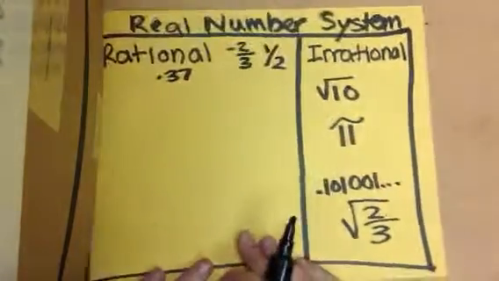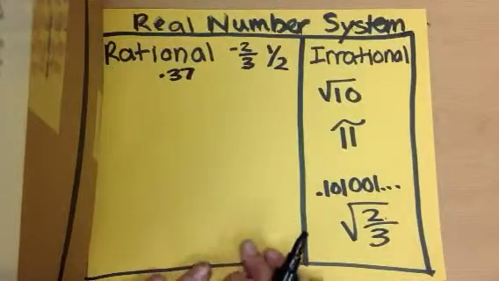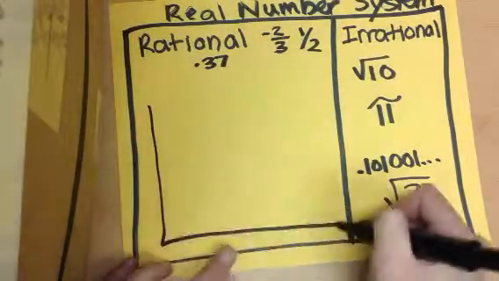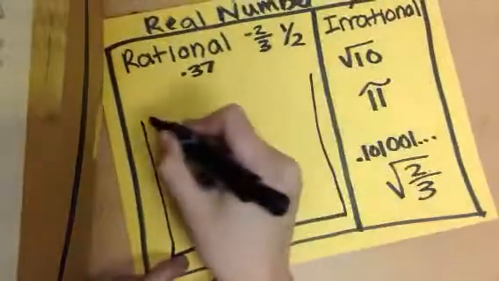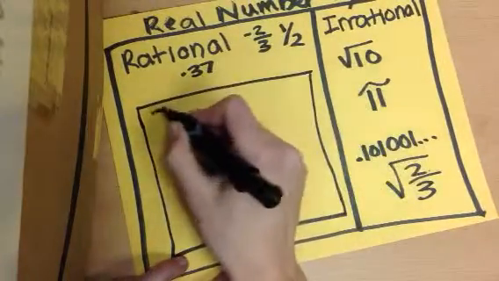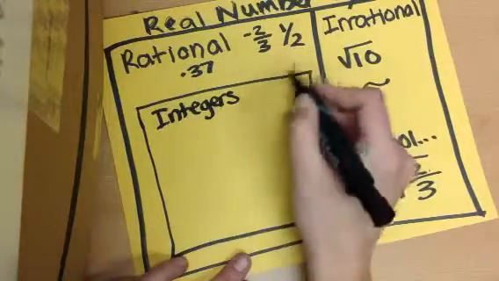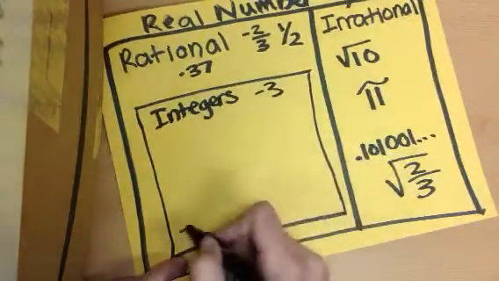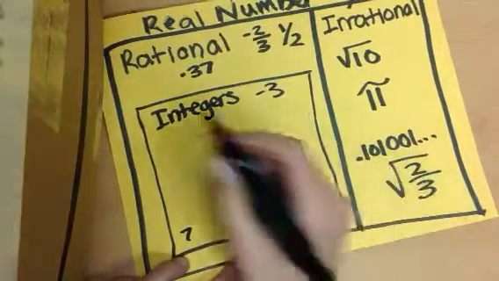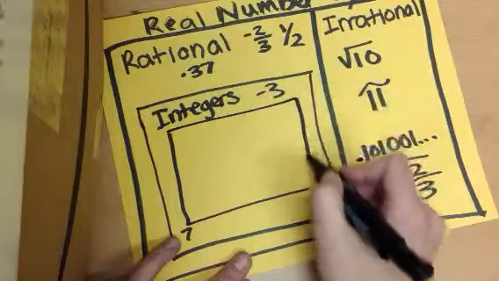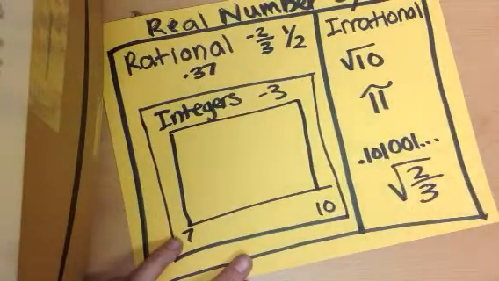Now, in the rational numbers, we have three more categories that we can break down. First, we have integers. So let's draw another box to represent the integers. And integers include numbers like -3, 7, 10. However, inside the integers, there's another level. And this is what we call the whole numbers.